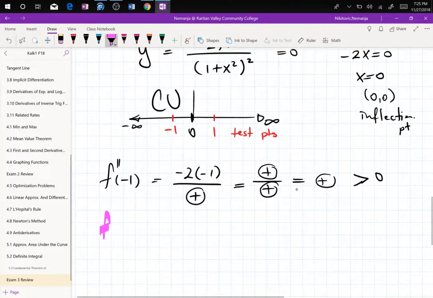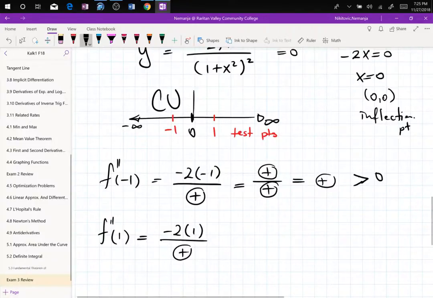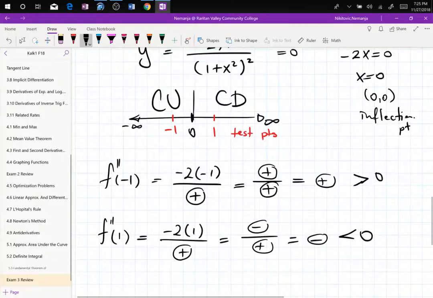Because the second derivative computed at 1 is negative 2 times 1 divided by a positive again. Negative divided by a positive is equal to a negative, less than 0, concave down. Note that I didn't compute anything.